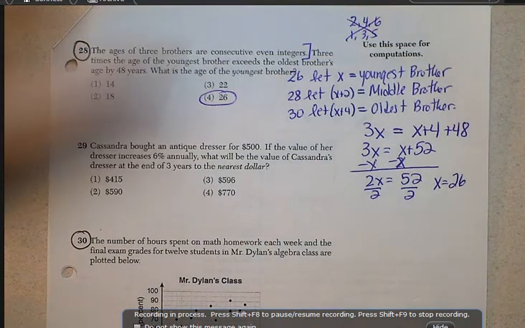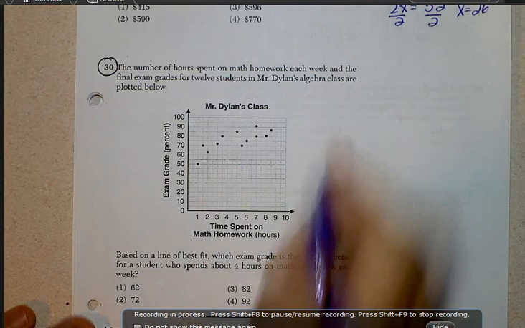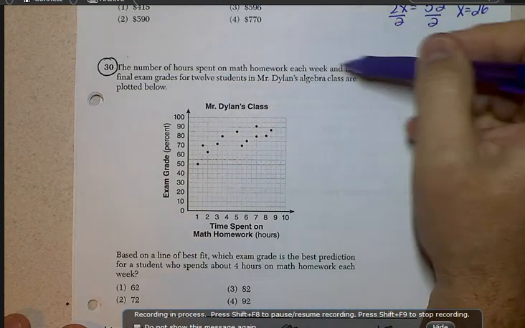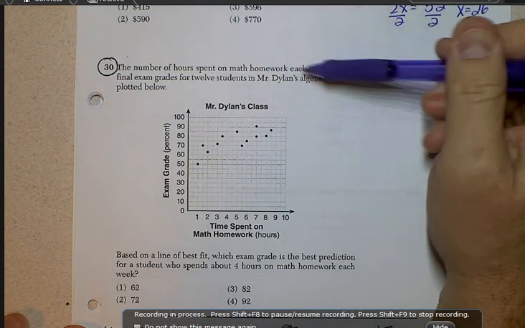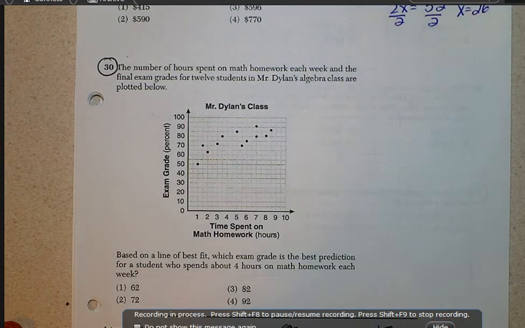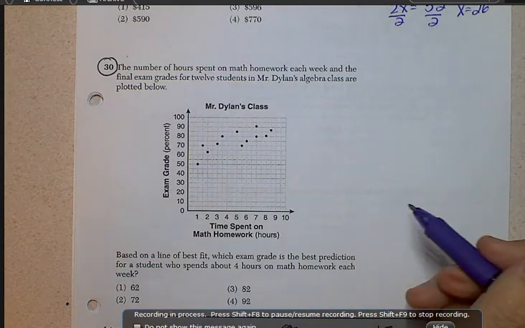Question number 30. They give you a scatter plot. It says the number of hours spent on math homework each week and the final exam grades of the 12 students in Mr. Dillon's algebra class are plotted below. Based on the line of best fit, which exam grade is the best prediction for a student who spends about 4 hours on math homework each week?